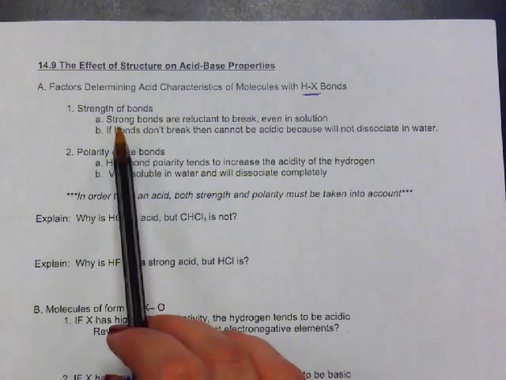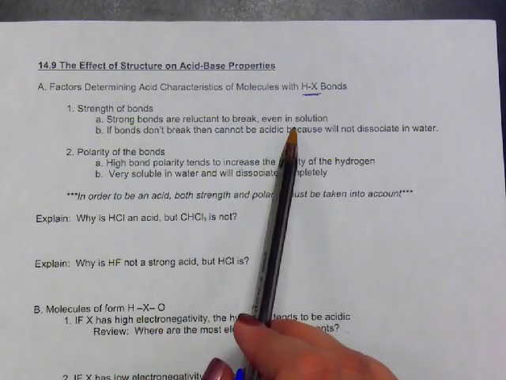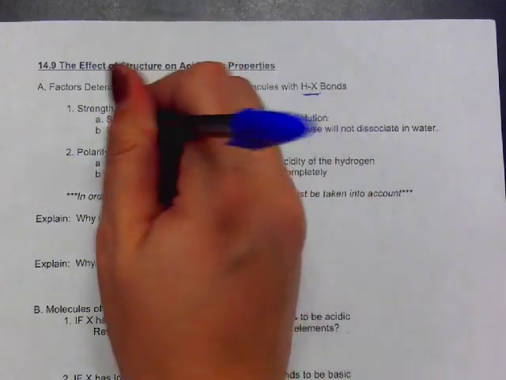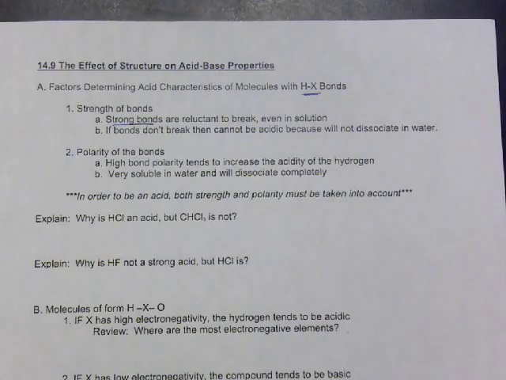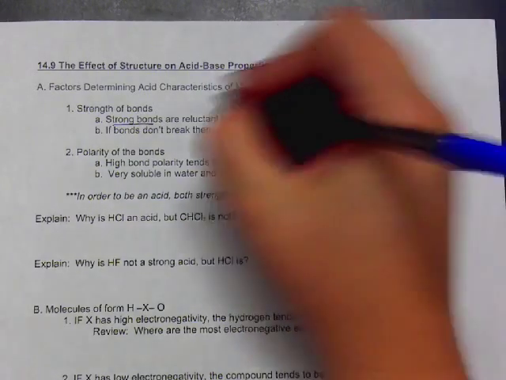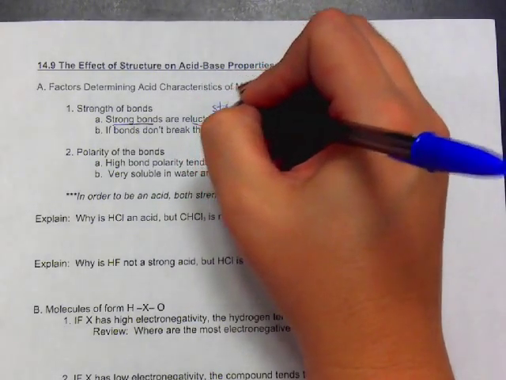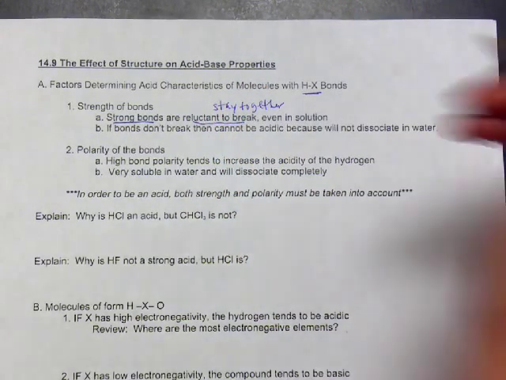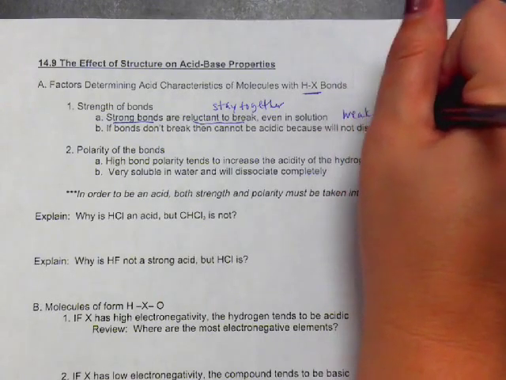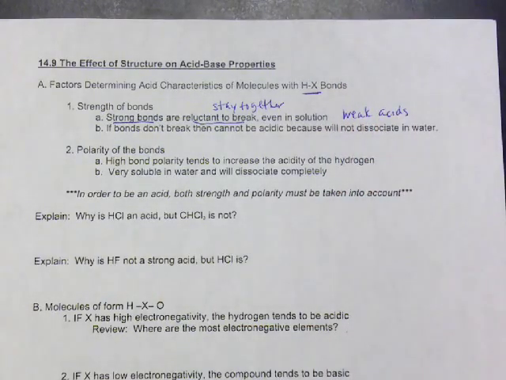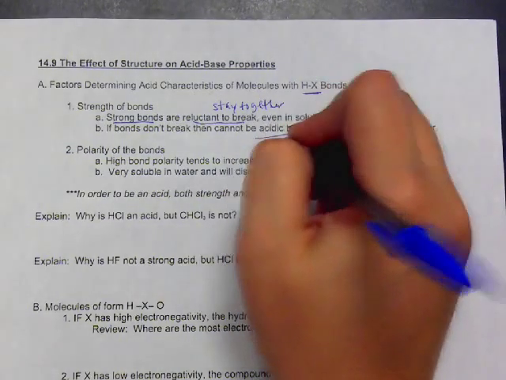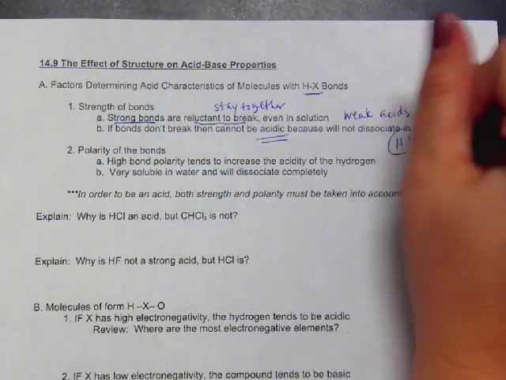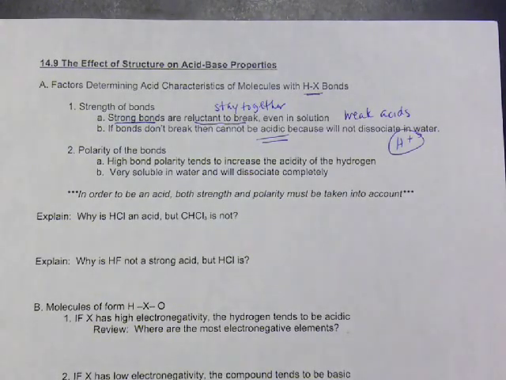If the bonds are strong, then they're going to be reluctant to break even in solution. So if we have a strong bond, they're not going to break apart. They're going to stay together. And we know that when acids stay together, that makes them weak. If the bonds don't break, then it can't become more acidic because you can't get that dissociation. You can't get those hydrogen ions in solution, and so it can't be very acidic. So stronger bonds equal weaker acids.